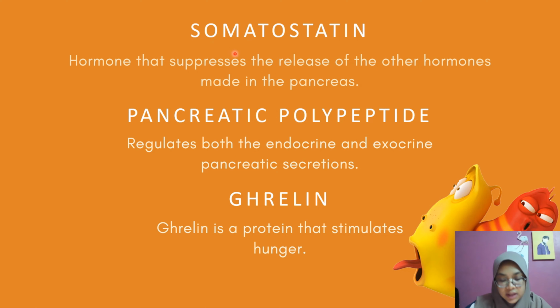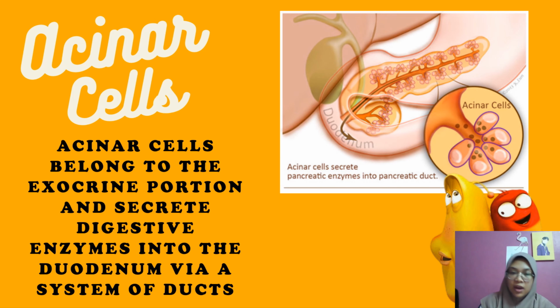Next, somatostatin, which is secreted by the delta cells, is a hormone that suppresses the release of the other hormones made in the pancreas. Next, pancreatic polypeptide, which is produced by the gamma cells, regulates both the endocrine and exocrine pancreatic secretions. And last but not least, ghrelin, which is produced by the epsilon cells, is a protein that stimulates hunger. Next, we have acinar cells.